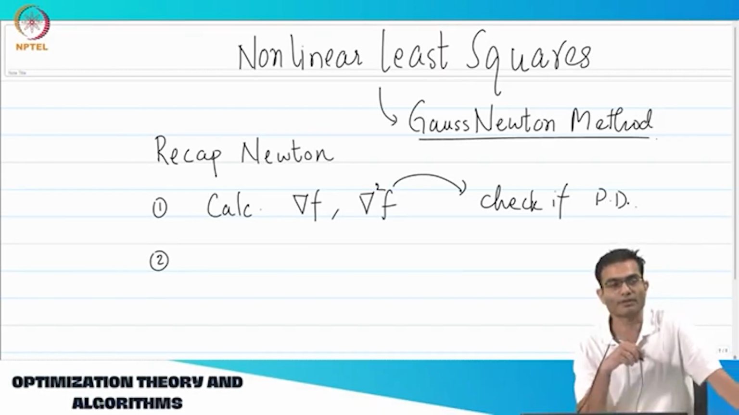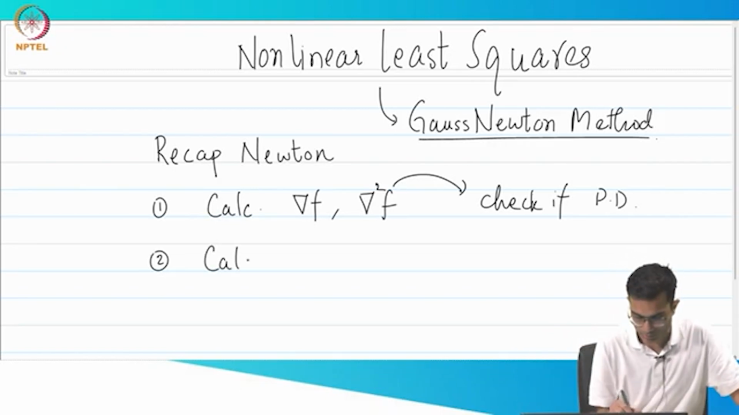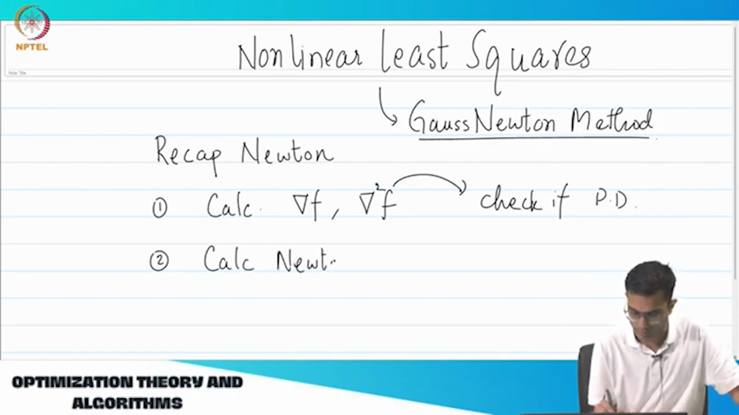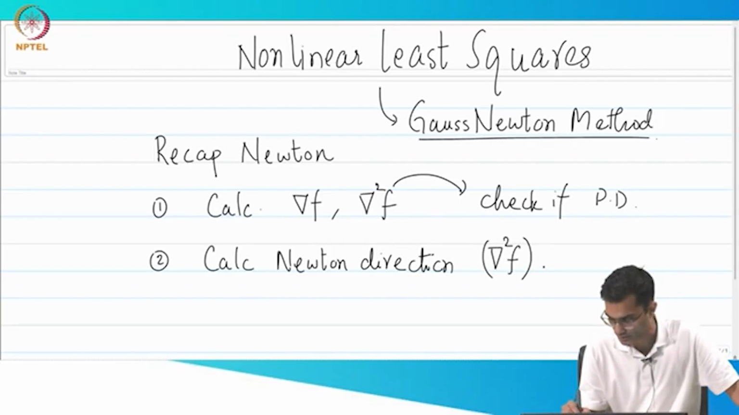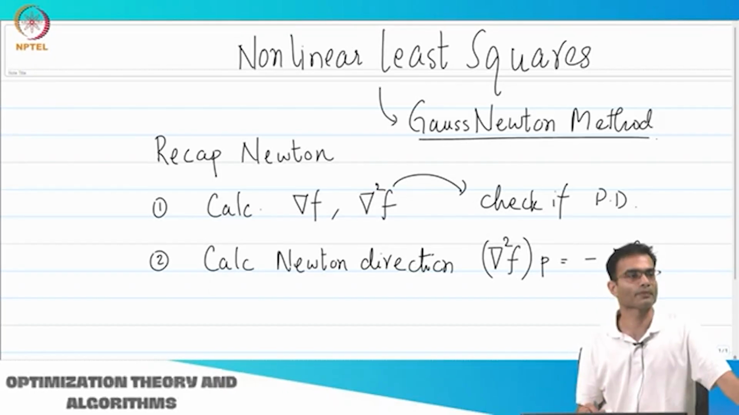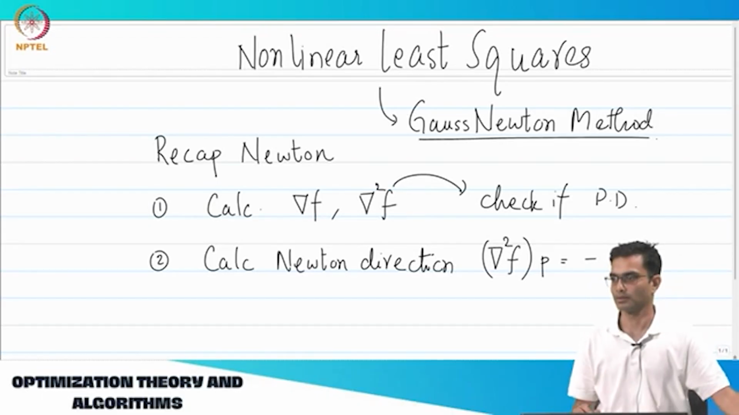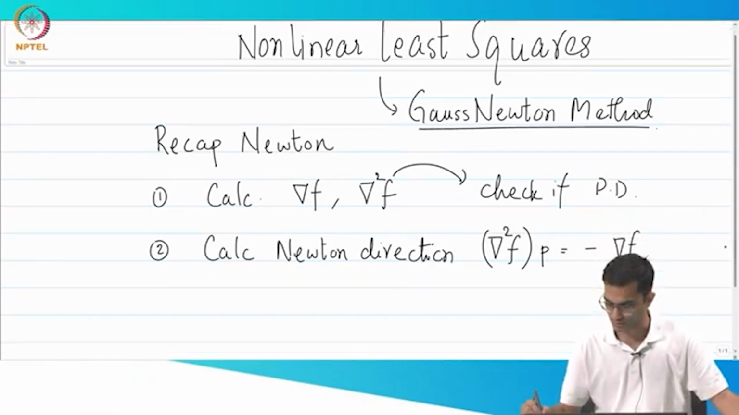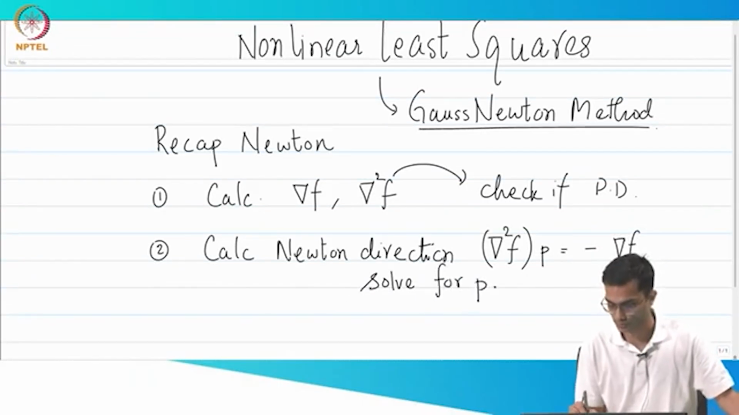Okay, next, after having gotten these two quantities, what do I compute next? The Newton direction, right? So calculate the Newton direction, which is simply the solution to this, right? So del squared f into p is equal to minus grad f. I need to solve for p in order to get the Newton direction, right?